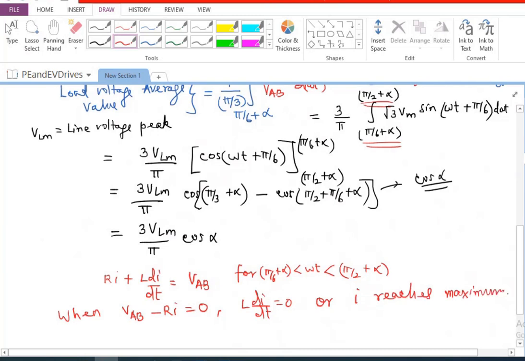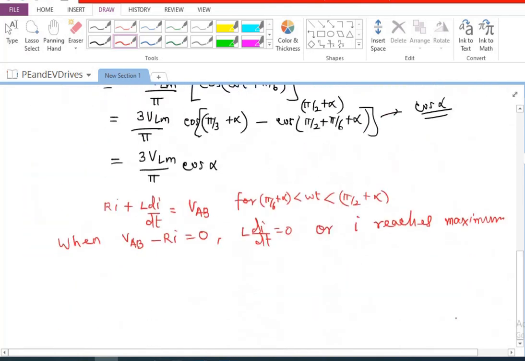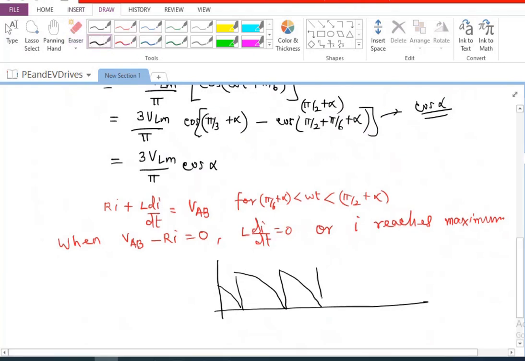So the current is going to reach its maximum value at that point. So I'm going to again show this in a little enlarged way. So let us say this is the load voltage that I'm going to have. So this is probably the first, and this is the next one, and this is going to be the third one. And this is going to be the fourth one, and so on.